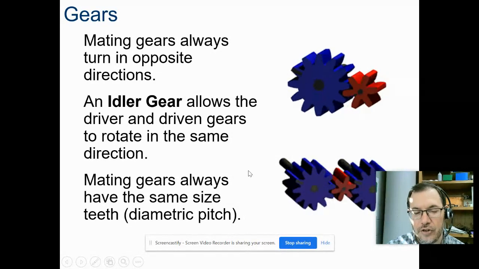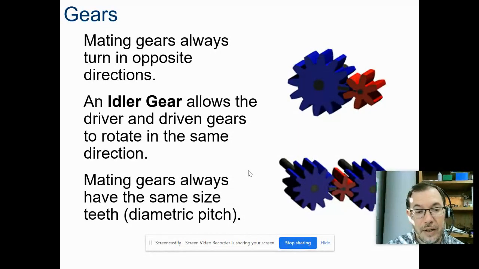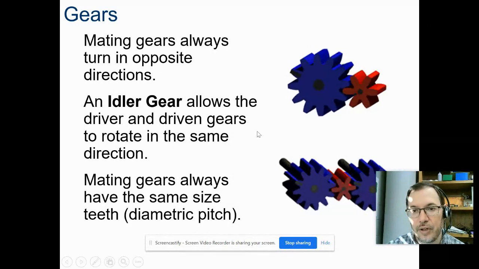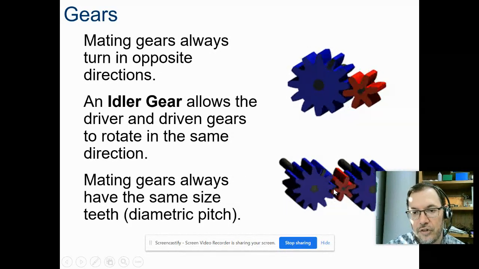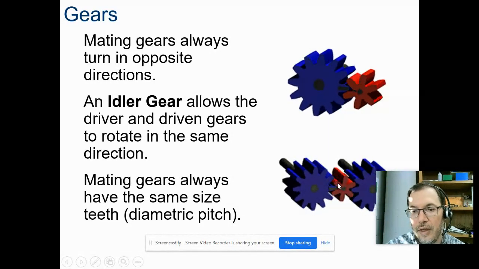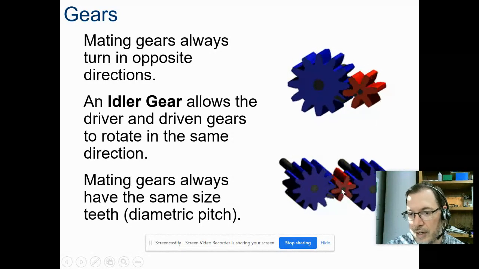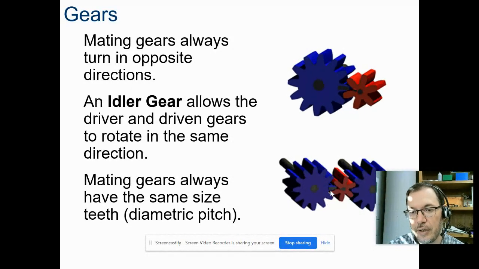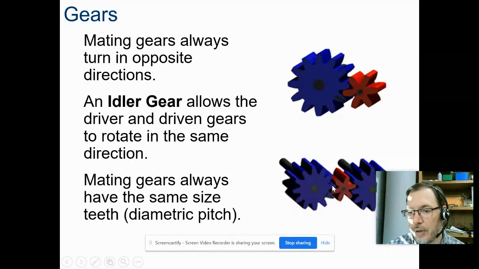One thing that we do want to point out, and it's not going to be a big issue for us right now, but it is good information to have, is that our mating gears should always have the same size of teeth, not necessarily diameter, but the teeth themselves. If you look at the shape and the size of these teeth, from one gear to the other, they need to match. Otherwise, you're going to get binding. They're not going to mesh correctly if they're different sizes, different spacing. So you want to make sure that they're the same.